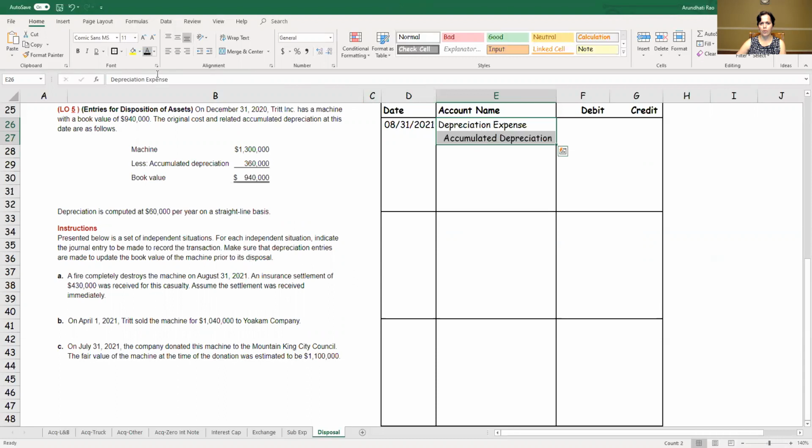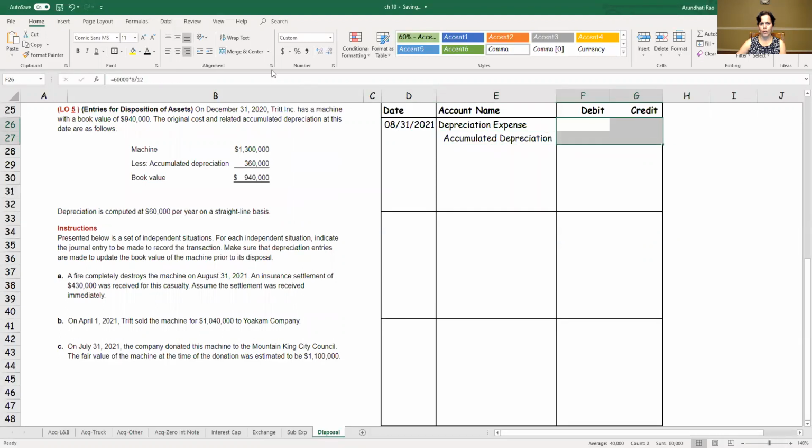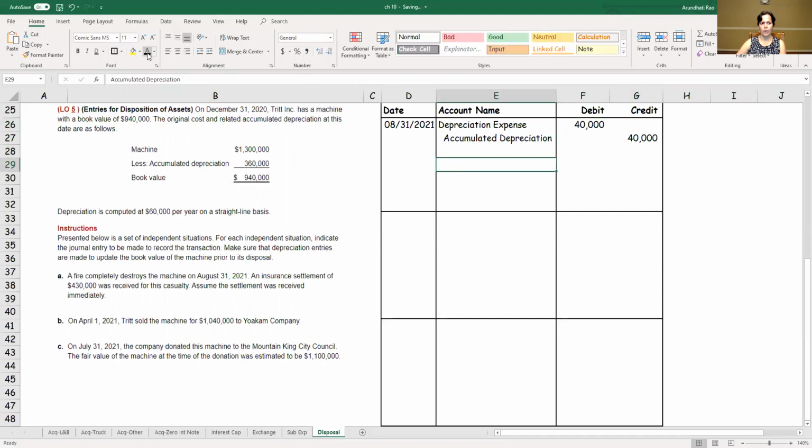So in our journal entry, I know it's depreciation expense debit, accumulated depreciation credit. This is going to be for 8 months. So $60,000 times 8 over 12. I'm going to have depreciation of $40,000. Now, I'm going to take the asset off my books to dispose of it. So it's going to be accumulated depreciation debit. And I'm going to credit the asset.